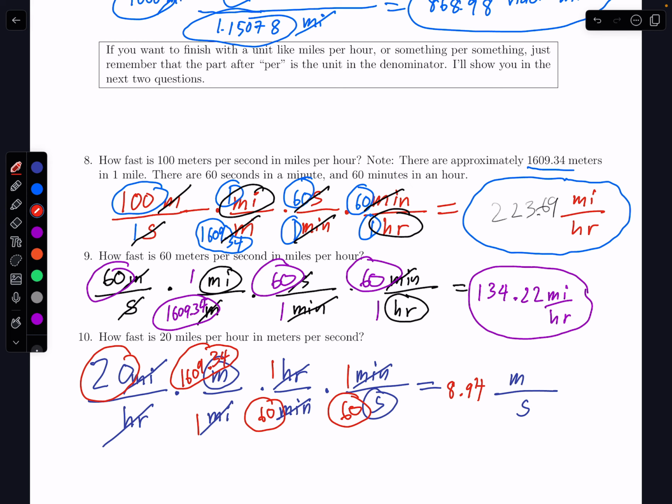Okay, let me just double check that I entered that correctly because I don't want to type the wrong thing like I did last time. 20 times 1,609.34, divided by 60 by 60. Yeah, that's 8.94077. So yeah, 8.94 to the nearest hundredth, 8.94 meters per second.